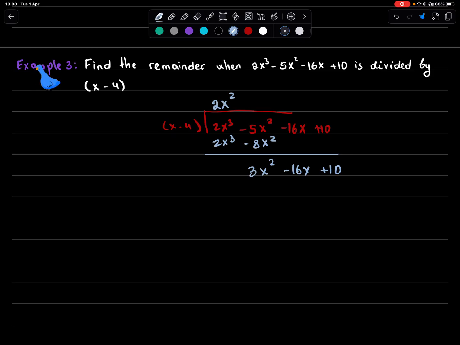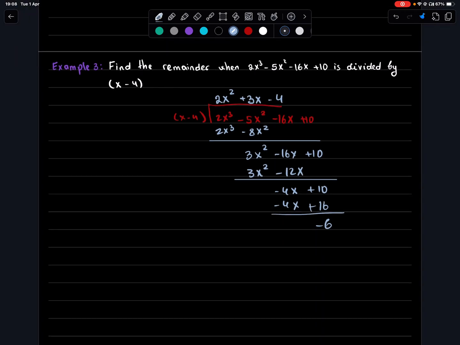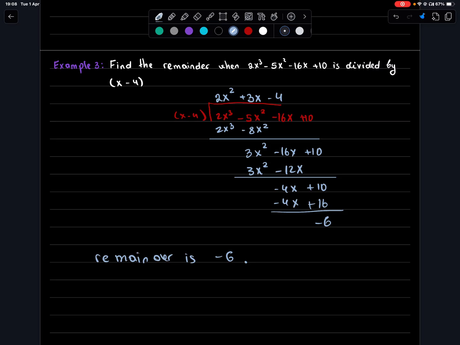Yeah. Then I'm going to be multiplying it by 3x. That's going to be 3x squared and then minus 12x. All I have to do now is to subtract again. That's going to be this time minus 4x plus 10. This time I'm going to be multiplying it by the 4, and that's -4x plus 16, and just subtract it again. The remainder will be -6. Okay, they say to find the remainder, so the remainder is -6. So x minus 4 isn't a factor of the polynomial expression. Okay, so there's a leftover.